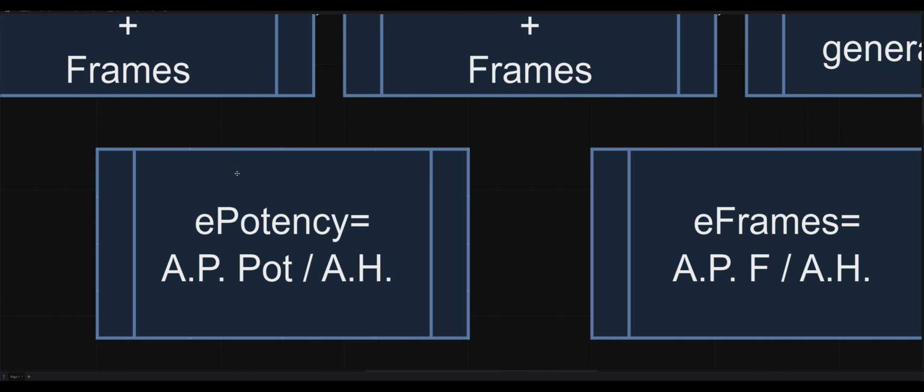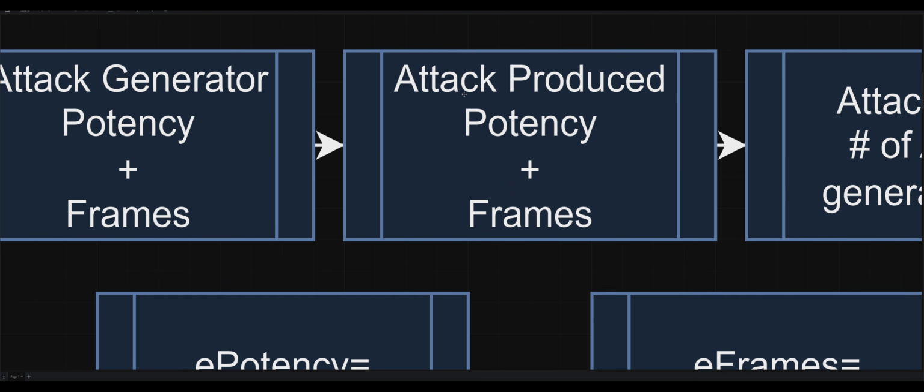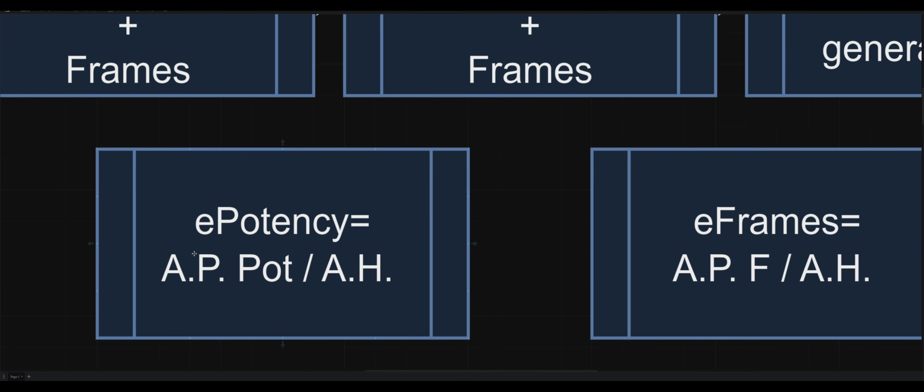So once we have these numbers, we then want to calculate E potency. What does E potency stand for? It stands for effective potency. So what we're going to do is we're going to take the attack produced, that being Element Pursuit in this example. We're going to take its potency and we're going to divide it by attack hit. Once again, if we're looking at Swift Smash Type 3, charged Swift Smash Type 3, that is 4. So we want to divide AP pot by AH, or AGH.